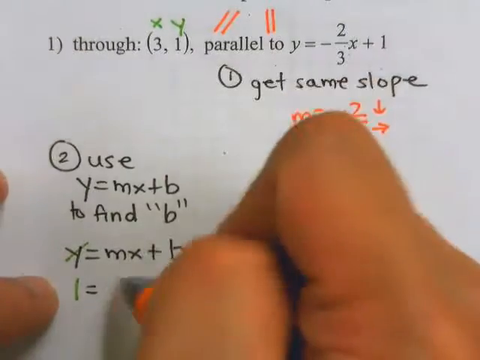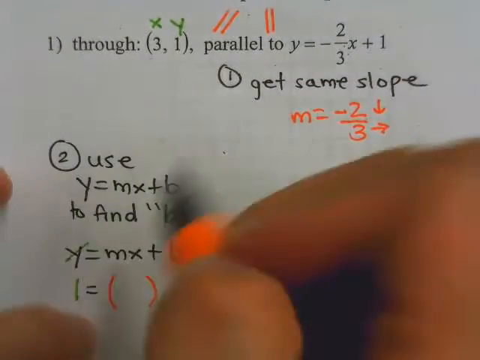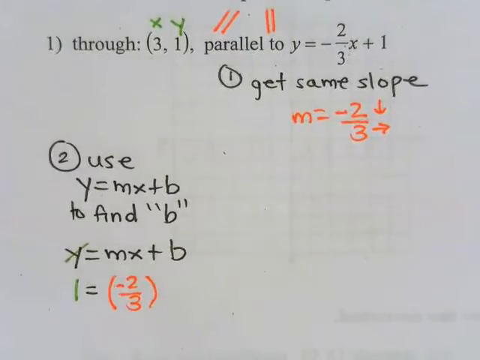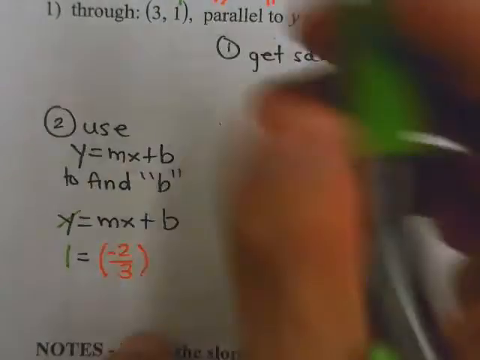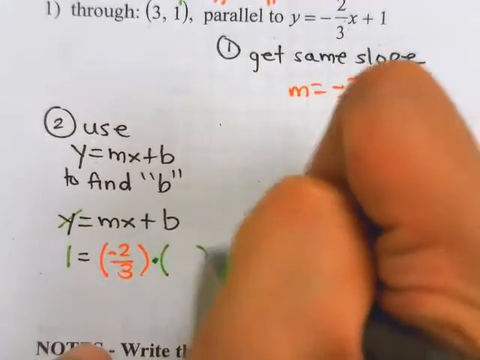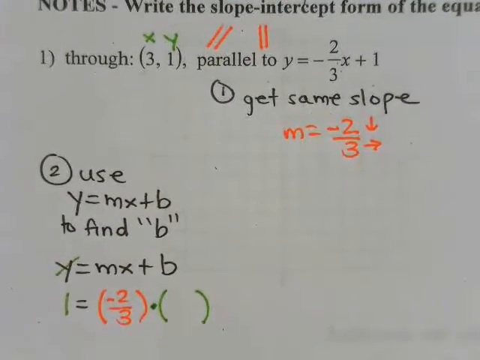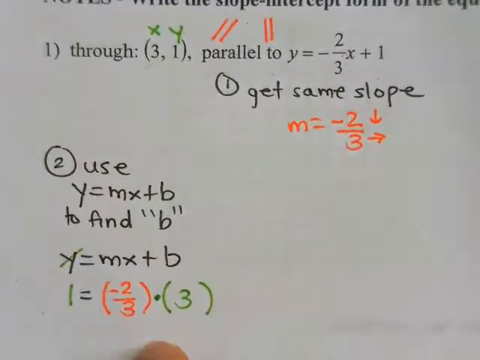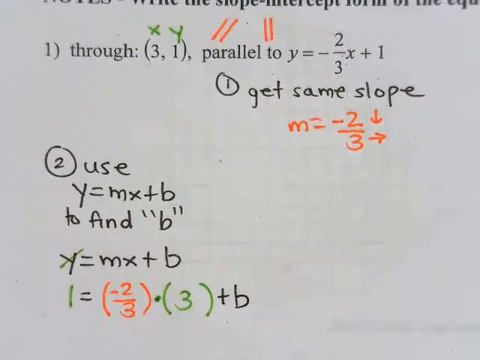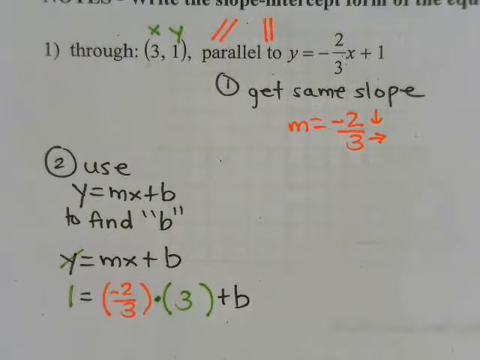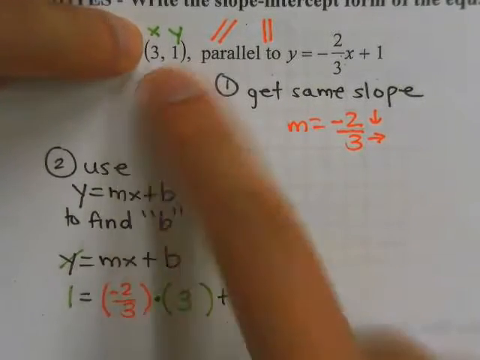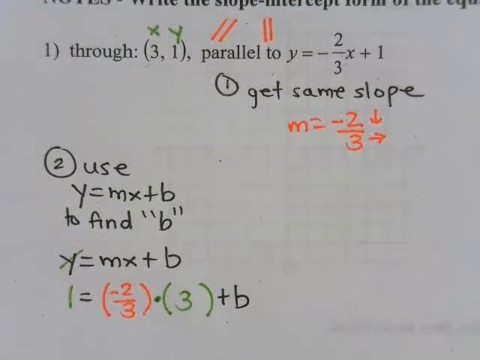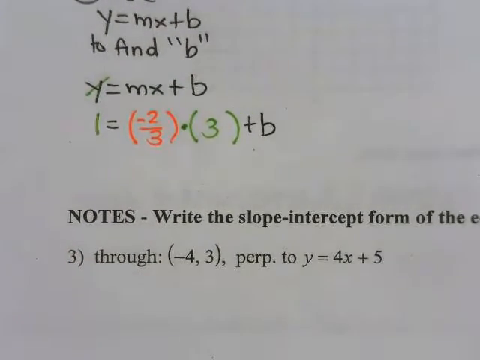1 equals, what is the m that we're going to use? Negative 2 over 3 times, what is the x that we're going to use? 3, right over here. And we don't know the b or the y-intercept. Okay? So step 1, we're going to get the same slope. Step 2, we're going to plug in x and y as well, and plug that in into your y equals mx plus b. We have done this work before, but let's just go ahead and still do the work.